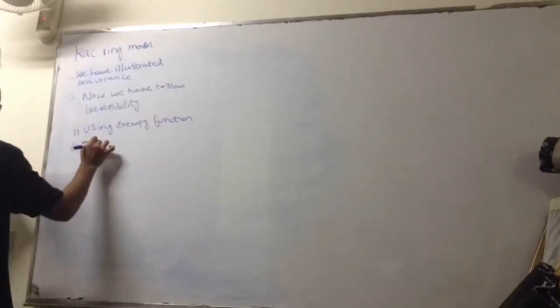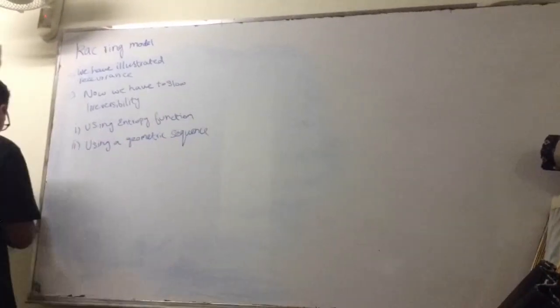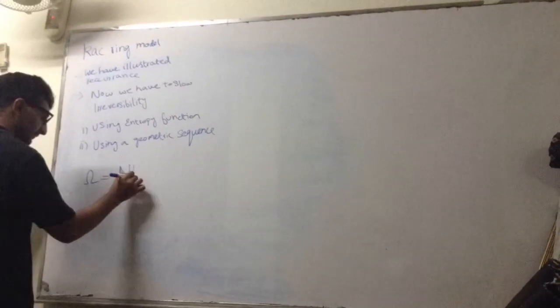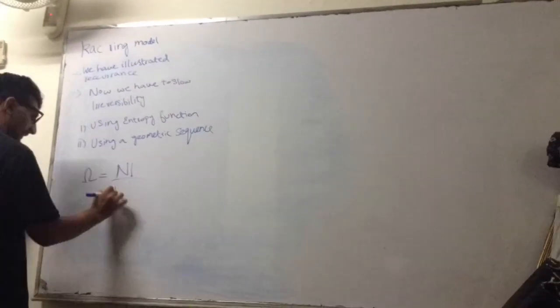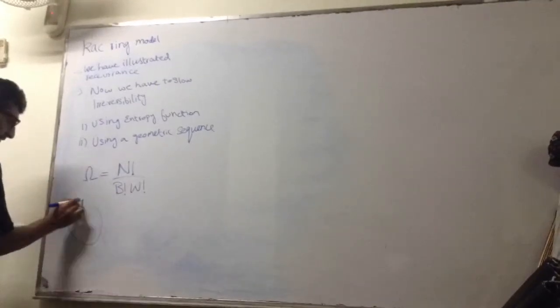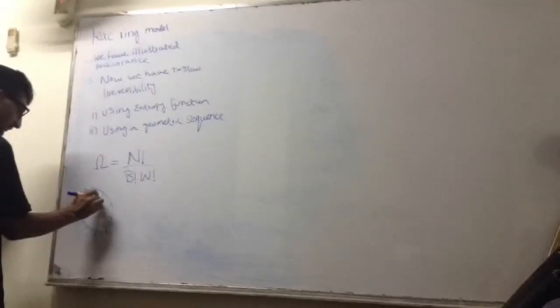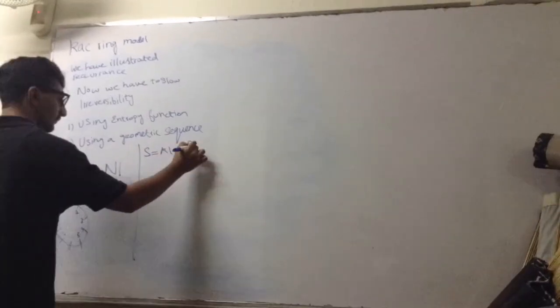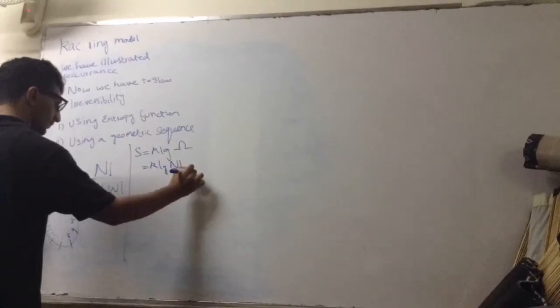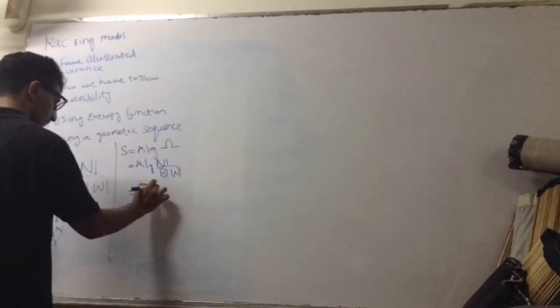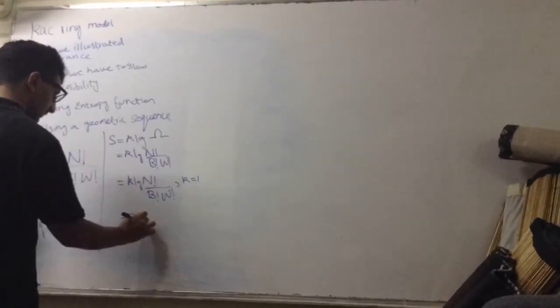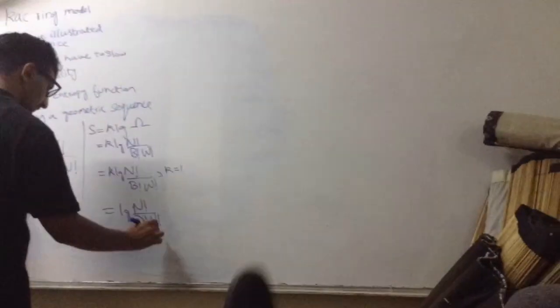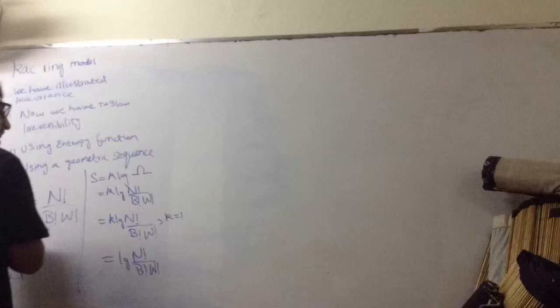We have to show irreversibility using entropy functions and using a geometric sequence. Because we are much more familiar with entropy, I will proceed with entropy. As I have written, omega is equal to n factorial over b factorial w factorial, made from the Kac ring with positions, points and balls. And I would proceed: S is equal to k log omega, and k log of n factorial divided by b factorial w factorial. Putting k equal to 1 will give us log of n factorial over b factorial w factorial.